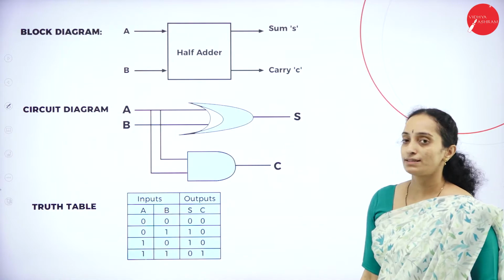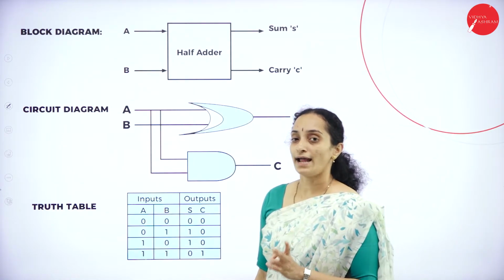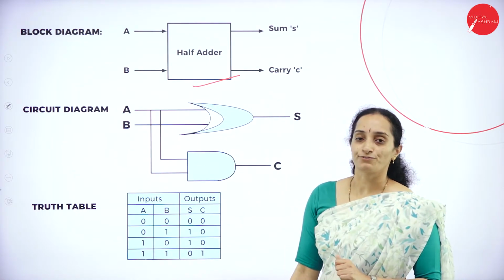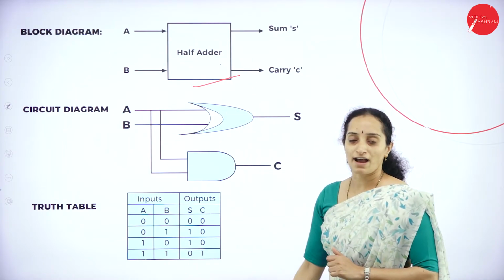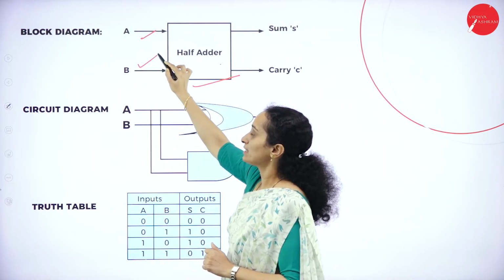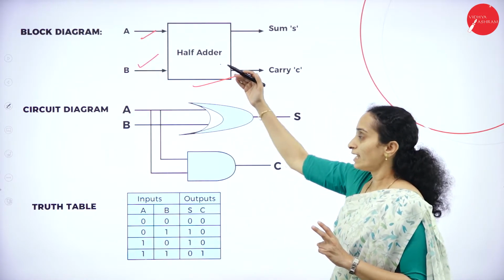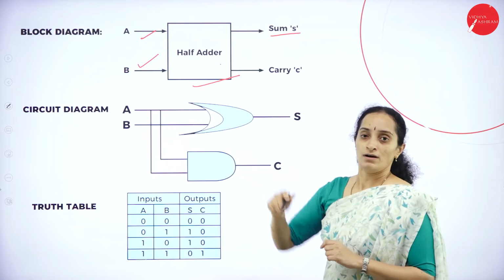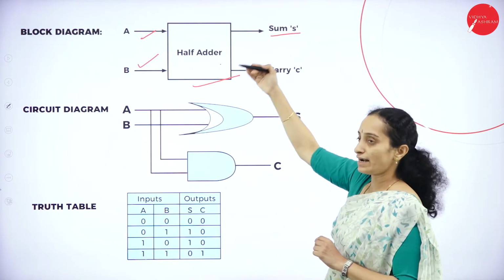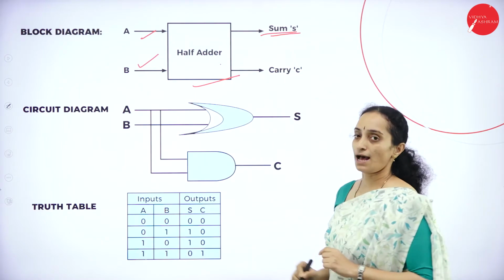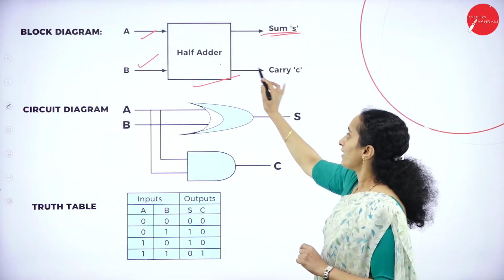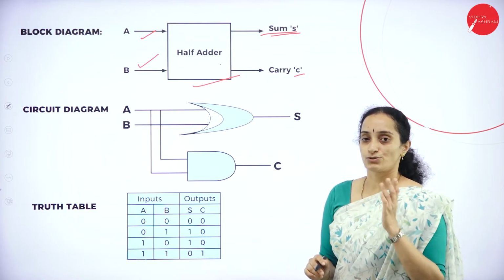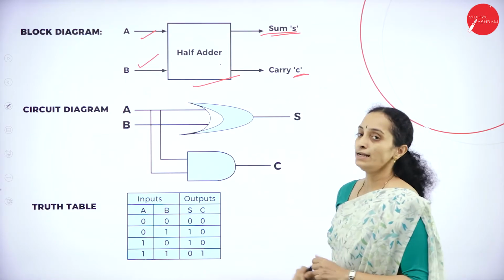Let's check the block diagram, circuit diagram, and truth table of the half adder. First, the block diagram of the half adder. Here we have a half adder with two inputs, A and B, and two outputs. One output is the sum of these two input bits; the result of the addition of the two input bits is given in sum, recognized as S. Another output is carry, recognized as C. You will have a carry to the next step, and that will be given here in the carry.